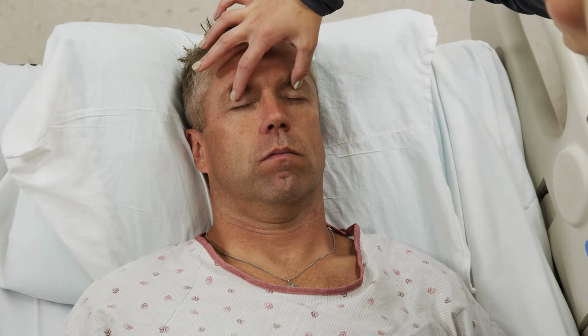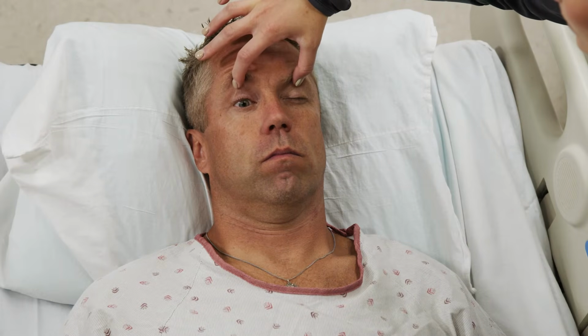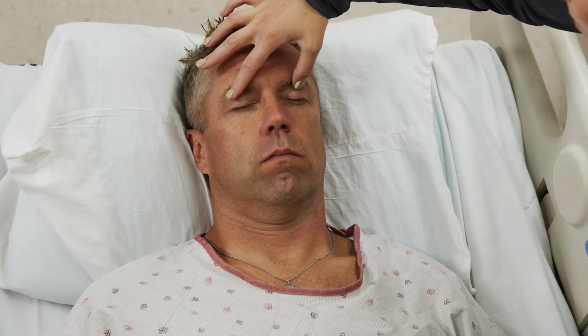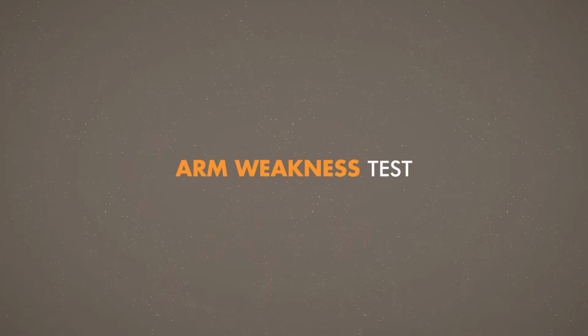With some patients, a droopy eye is obvious, but on others, you won't pick up on this until you have the patients close their eyes tight while you gently pull up on the eyelids and then find that one eye can't stay closed. All right, now it's time to test your patient for arm weakness.